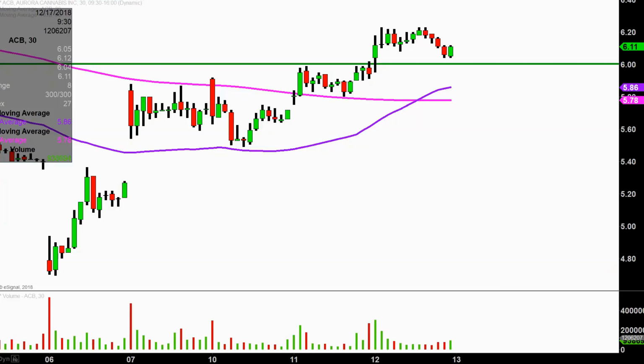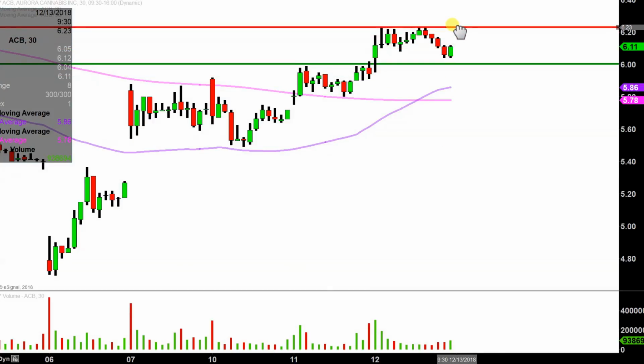What about levels of resistance? As far as where the sellers are hanging out, as of right now, key mark right up there around $6.25. You can see multiple times today, price tried to get up through that level and just couldn't quite do it. So I'm not saying the price can't break through it or anything like that.